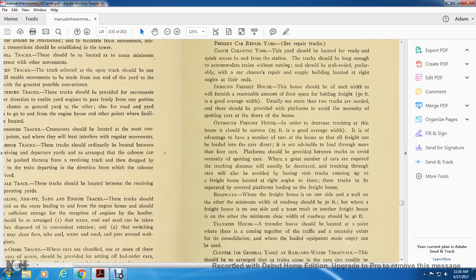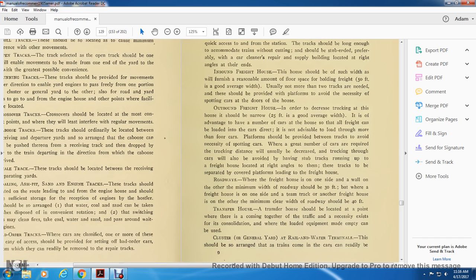Where a great number of cars are required, the trucking distance usually decreases. Trucking through the cars shall be avoided by having such tracks running up to the freight house located at right angles to them. These tracks to be separated with covered platforms leading to the freight house.